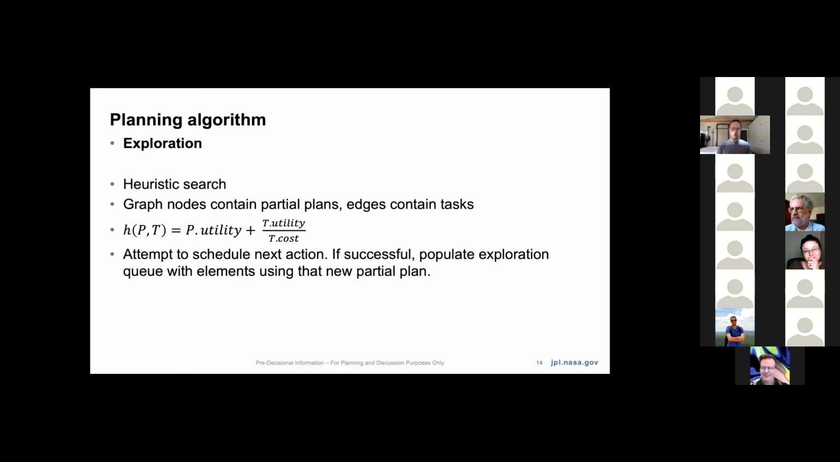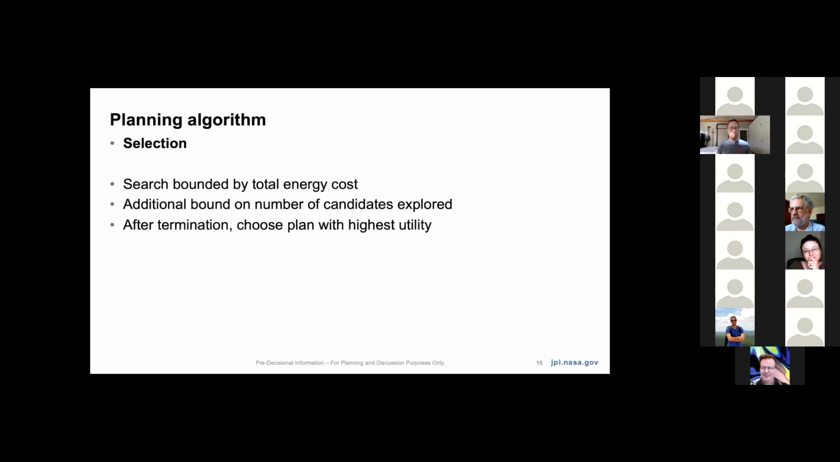So we're interested in the energy cost in particular because one of the interesting features of this mission is that we've got a finite non-renewable battery. So every bit of energy that we use really counts. And so with this heuristic, we're favoring tasks that earn us a high amount of utility per unit energy. So then we've got a final selection phase where our search is bounded by total energy costs, and then we've got an additional bound on the number of candidates that we explore. And then on termination, we just choose the plan we've generated that has the highest utility.